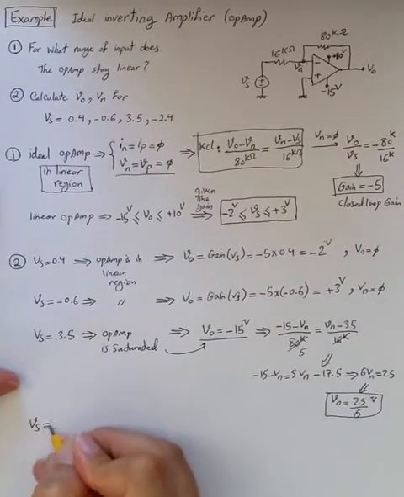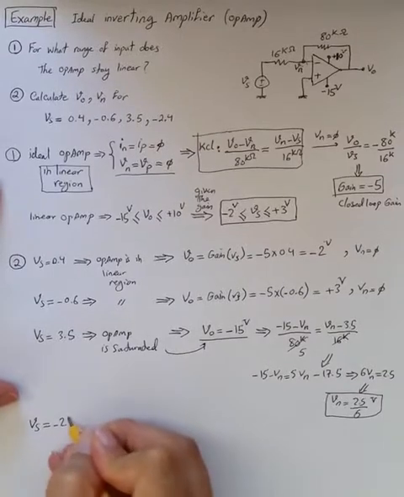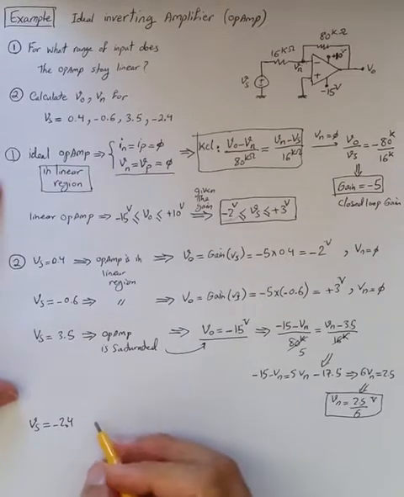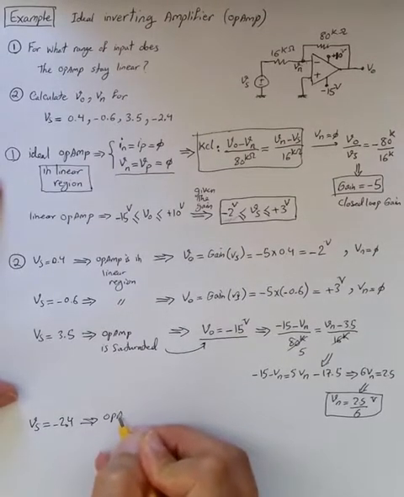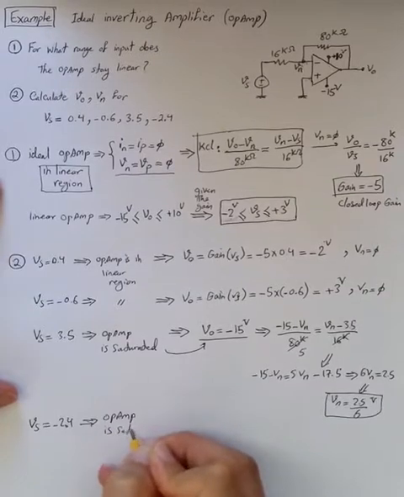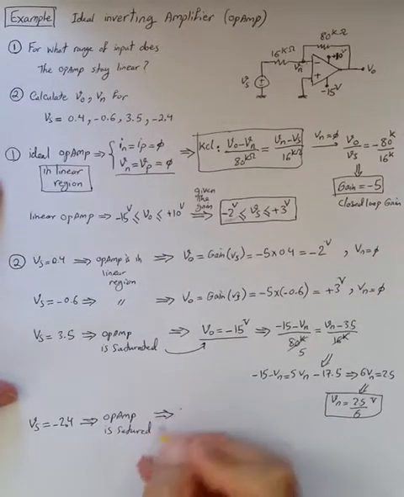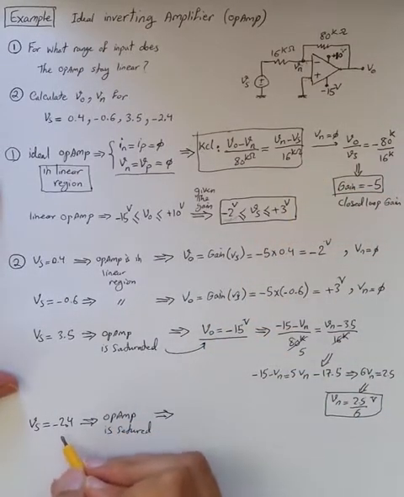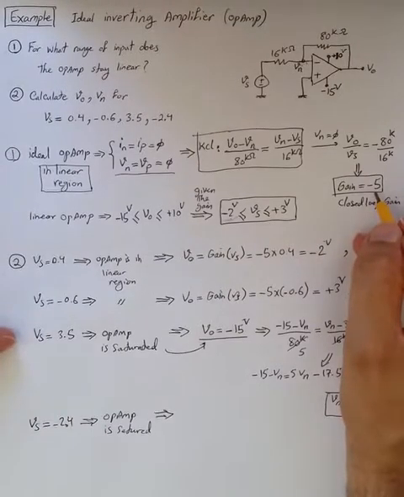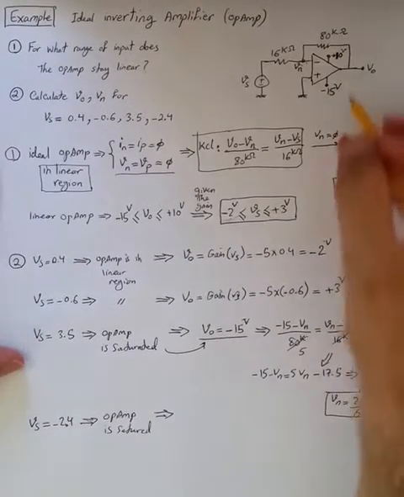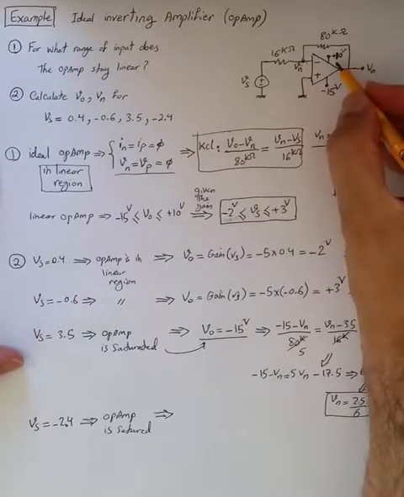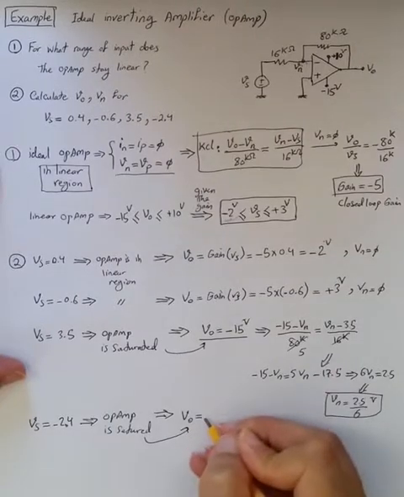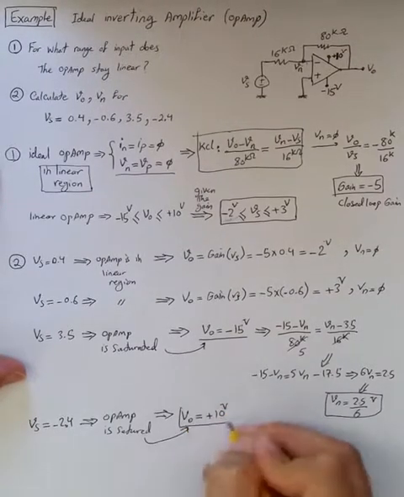Finally, for the case of Vs equal to minus 2.4, we can see that it's less than the acceptable value for the op-amp to remain in the linear region. So the op-amp is saturated again in this case. If the op-amp could stay in the linear region, then Vs, minus 2.4, times the closed loop gain, minus 5, would give 12 volt, but that is above the acceptable VCC of plus 10, so V out, because of saturation, becomes limited to the plus 10 volt supply.